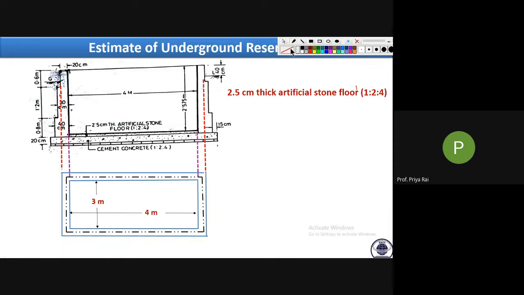So is it a volumetric work or areal work? Volumetric. No, the thickness is known to us, meaning that much thick layer we have to place. That is specified. That means we only need the area over which we have to place that thick artificial stone. Clear?